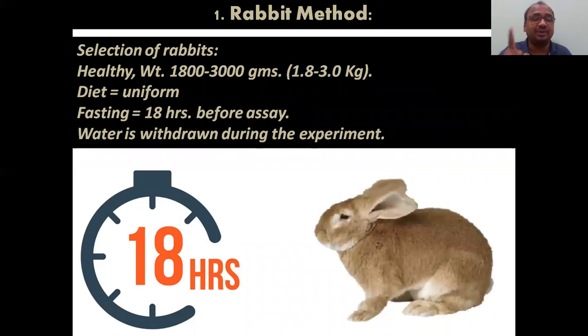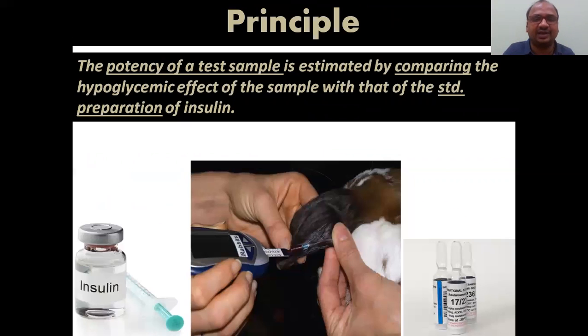Fasting: before doing the experiment, 18 hours of fasting must be there. That is compulsory. That is 12 hours plus 6, that is 18 hours before the assay, the animals must be fasted, not you. Before testing, you have to remove the diet from the rabbits 18 hours before starting the assay. Water is withdrawn during the experiment. So whenever you are doing the experiment, don't give water to the rabbit.